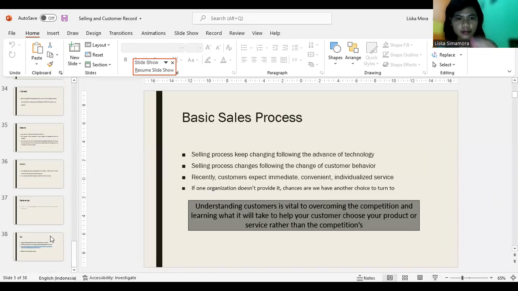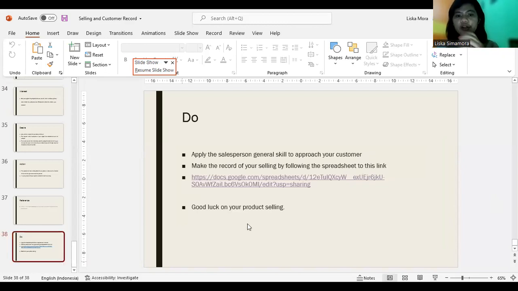Next. Okay, good luck on your product selling. Don't forget to update the spreadsheet, and don't forget to apply the salesperson general skill to approach your customer. That's all for today. Thank you so much for your attention.